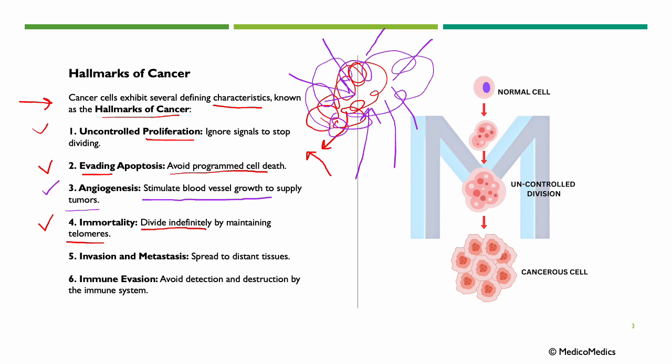And when things become very serious, we talk about invasion and metastasis, which means it's spreading to distant tissues. It's invading other areas of our body. This is when we say that the cancer has spread. And finally, immune evasion. So it avoids being detected and destroyed by our immune system. So it's not only avoiding programmed cell death on a cellular level, but it's also avoiding our immune system from detecting it and destroying it.